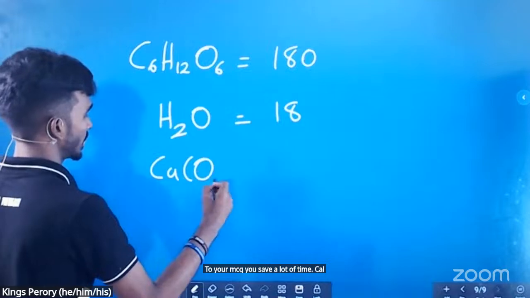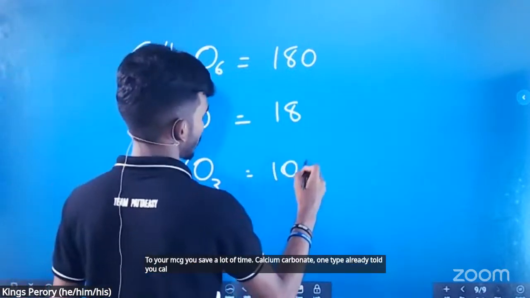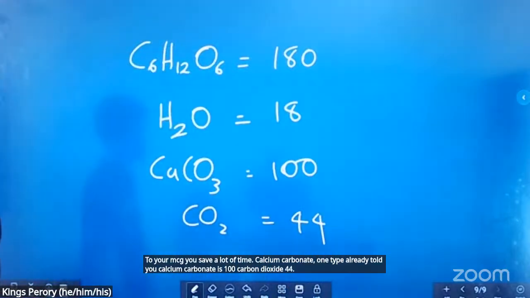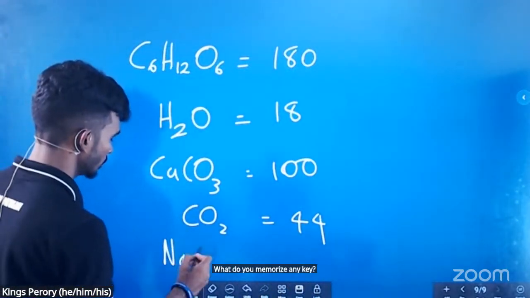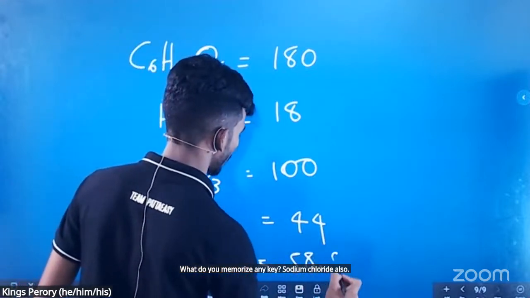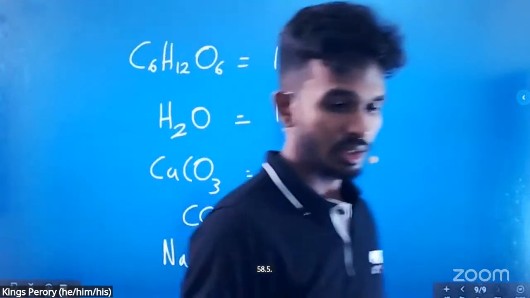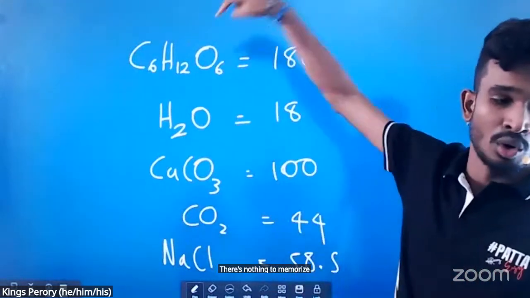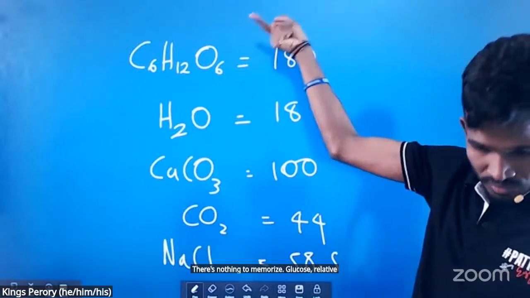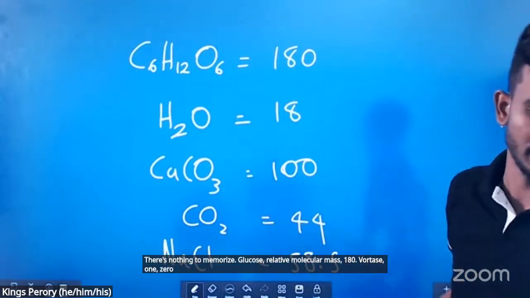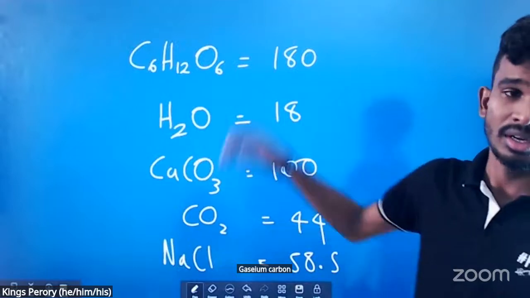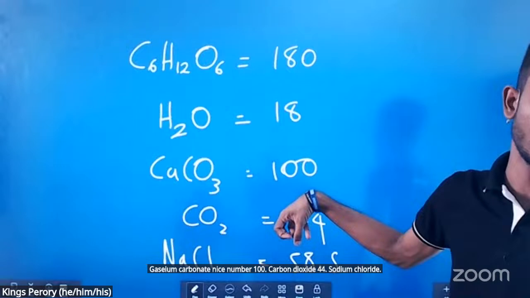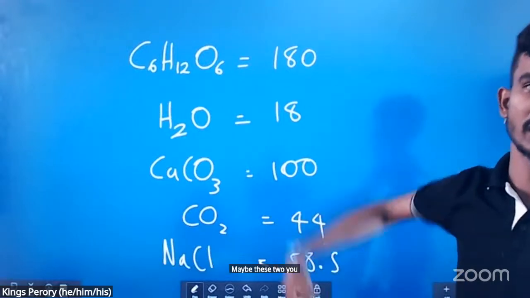Calcium carbonate, I already told you one time, is 100. Carbon dioxide, 44. Sodium chloride also, 58.5. There's nothing much to memorize. Glucose, relative molecular mass 180. Water is 18. Calcium carbonate, nice number 100. Carbon dioxide 44. Sodium chloride 58.5. Maybe these two you need to memorize. Others, there's nothing to memorize.